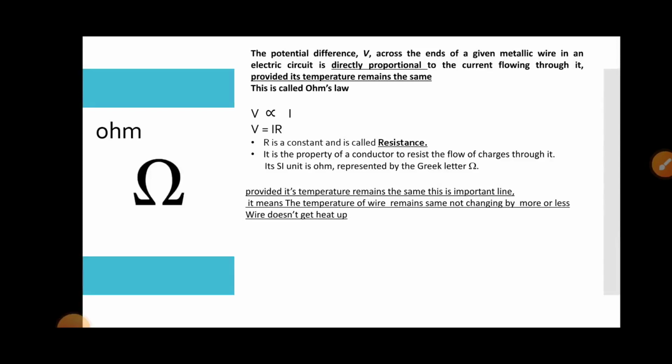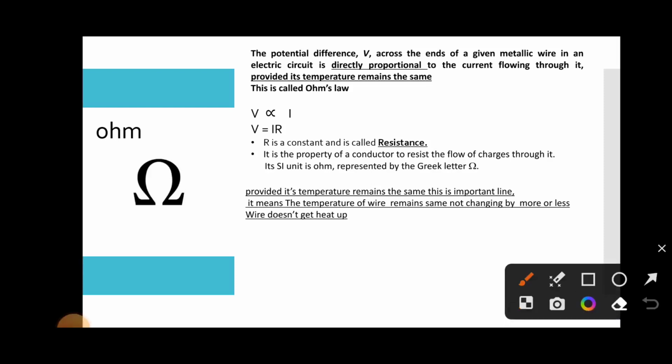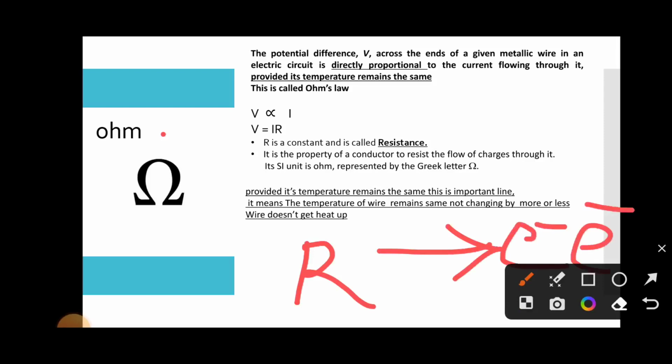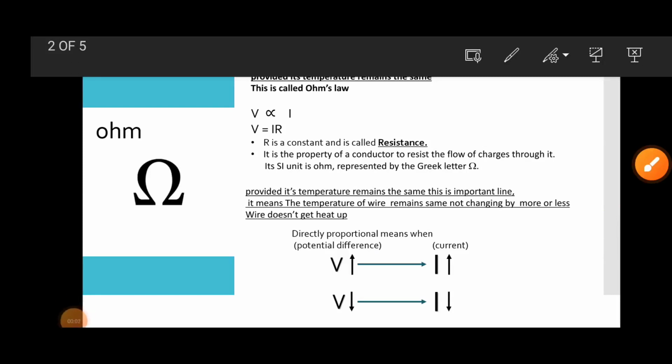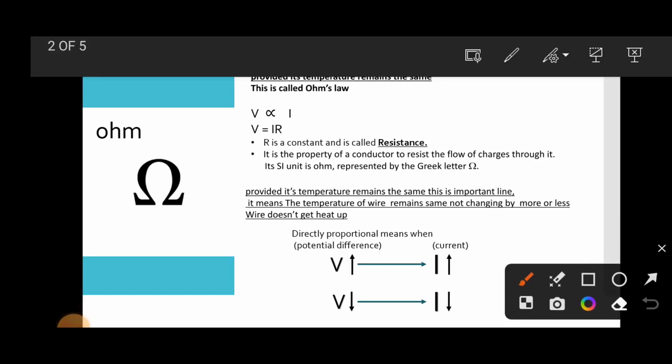If we remove the proportionality, then the equation is V equals IR, where R is a constant and is called the resistance. Resistance R is the property of a conductor to resist the flow of charges through it. The SI unit is represented by the Greek letter ohm. The symbol of the ohm is this, which is a Greek letter.